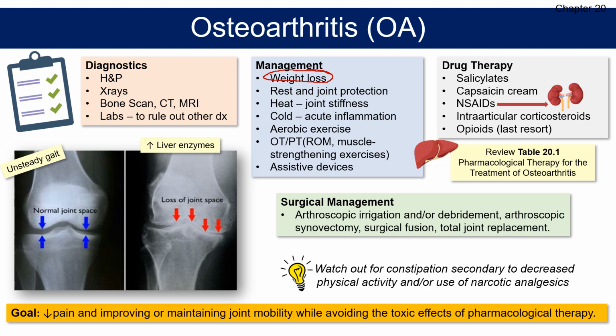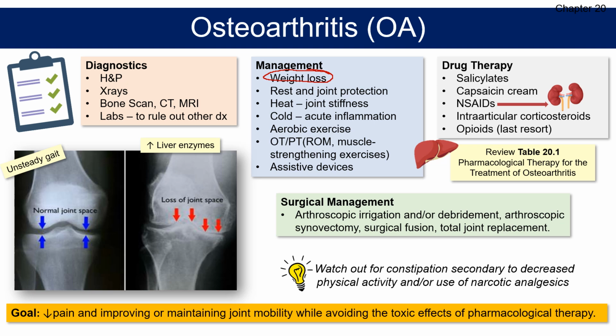We can do NSAIDs if there's inflammation, but we want to remember to be careful with those kidneys. Since this is a chronic progressive condition, you can anticipate the patient being on medication for longer periods of time, so we really want to pay attention to the organ function.